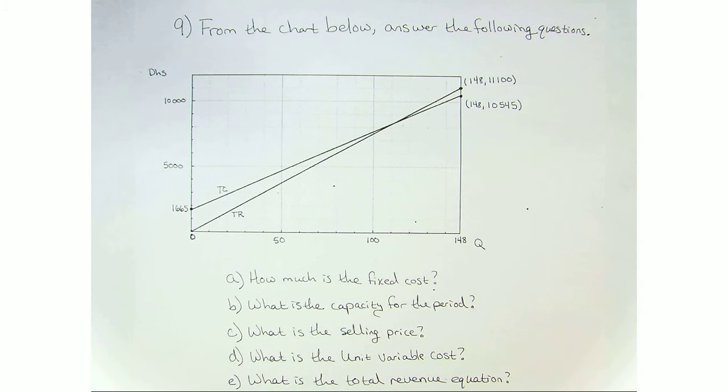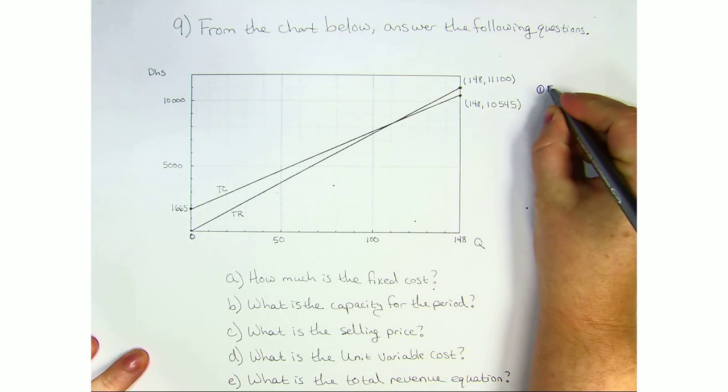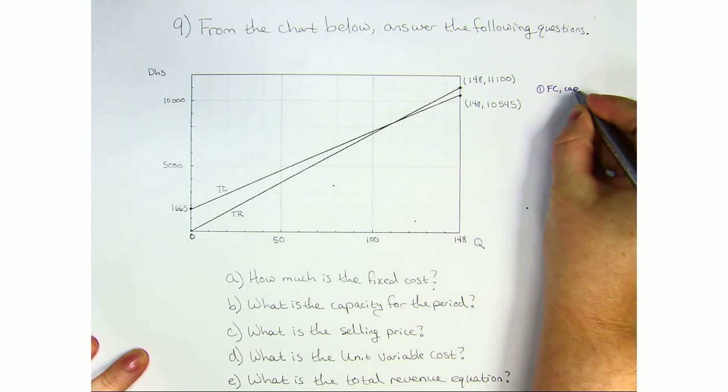Revision sheet for test 2. Now question number 9 is a doozy. It's very, very difficult, and it takes a lot of stuff to think about it. Now there are 3 main steps that you need to follow. The first is you need to find the fixed costs and the capacity.